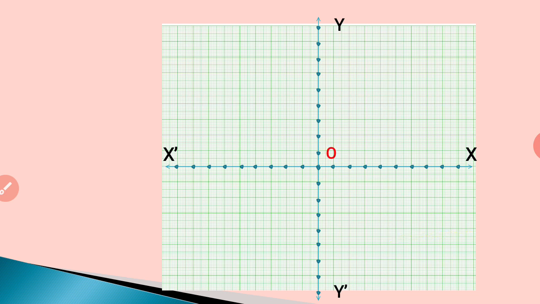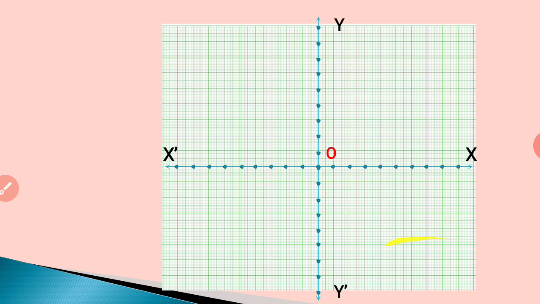Here we are with the graph paper. Once we have the graph paper, we start with the x-axis. It is the horizontal line. Then we have the y-axis, which is the vertical line. They are intersecting at a point. Let us name them. This is x and x dash, y and y dash. They are the positive and the negative parts of the axis. They are intersecting at a point that is shown by O, that is the origin.